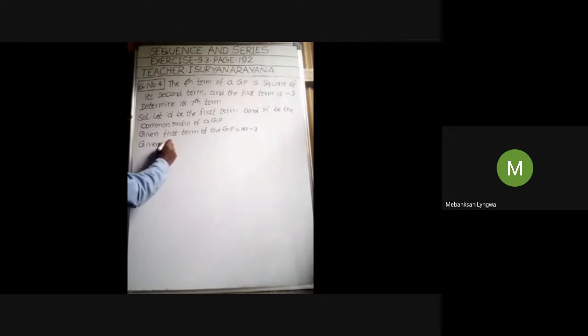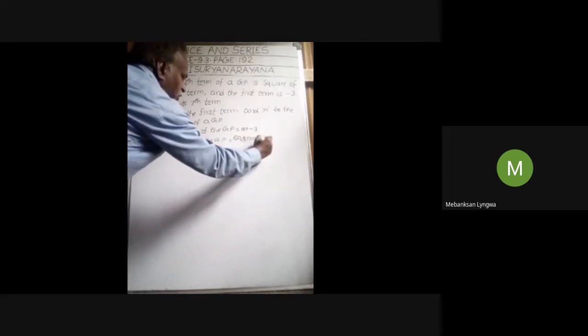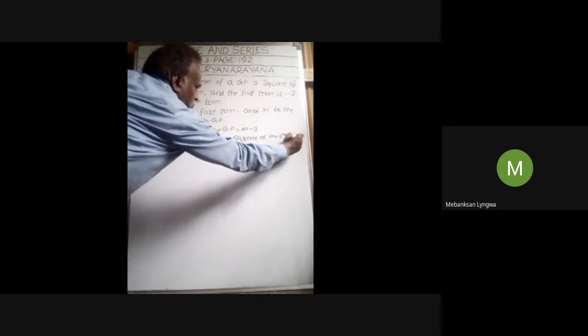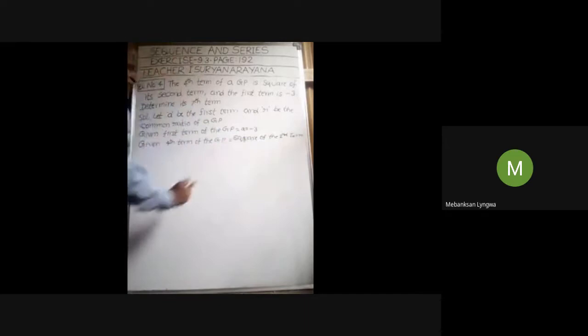Given: fourth term of the GP is equal to the square of the second term. This is a given condition. This is a clue. This is a hint for us to find the common ratio of the geometric progression.